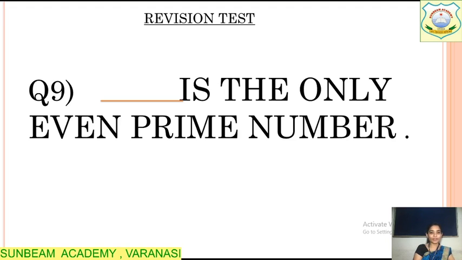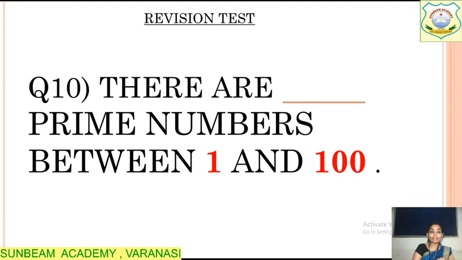Alright, so very nice, very good. And now moving to the last question, that is 10. Quickly. There are dash prime numbers between 1 and 100. Write down in your notebook and then tell me the answer. There are how many prime numbers in between 1 to 100? We have done the sheet. Remember that grid? So how many prime numbers are there between 1 to 100?